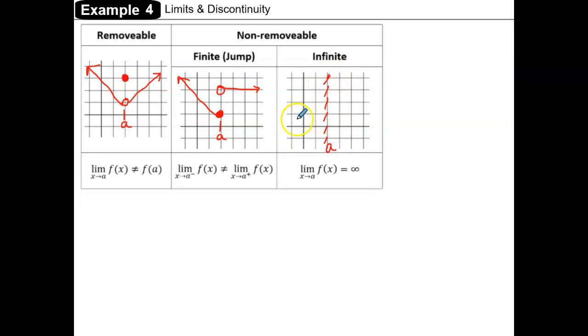As my graph comes from the left, it can't touch or cross, so it's going to bend and go along the asymptote. And then when my graph comes from the right, same thing, it can't touch or cross the vertical asymptote, and so this would be an infinite discontinuity. There's nothing that says that these have to go in opposite directions, like the parent graph of the rational function. We could have both ends headed up to positive infinity, or both ends headed down to negative infinity. Any of those combinations would still be an infinite discontinuity because of the vertical asymptote guiding the graph.